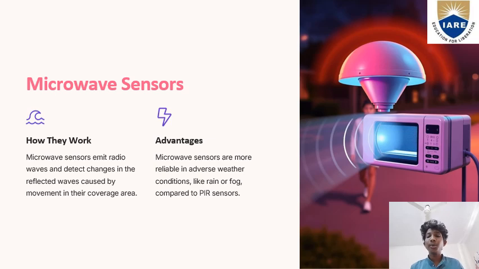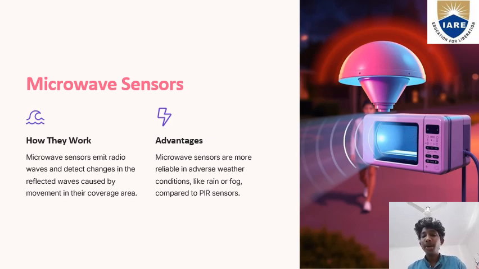The reflected microwave radiation undergoes a Doppler shift, which is a change in frequency caused by the movement of the object. The microwave sensor detects the Doppler shift and processes the signal to determine the presence, distance, and speed of the object. Now let's see the advantages of the microwave sensor. Microwave sensors are more reliable in adverse weather conditions like rain or fog compared to PIR sensors.